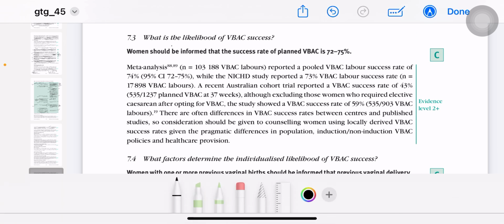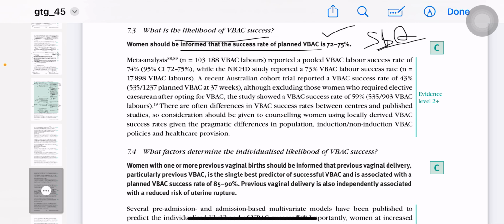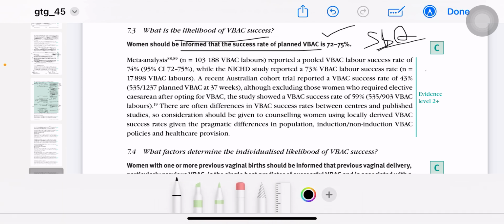Now this is also important from the SBA point of view. Women should be informed that the success rate of planned VBAC is 72 to 75%. But the other SBA point is that if the patient has had a previous vaginal delivery, what is the success rate? The success rate is more than 90%.